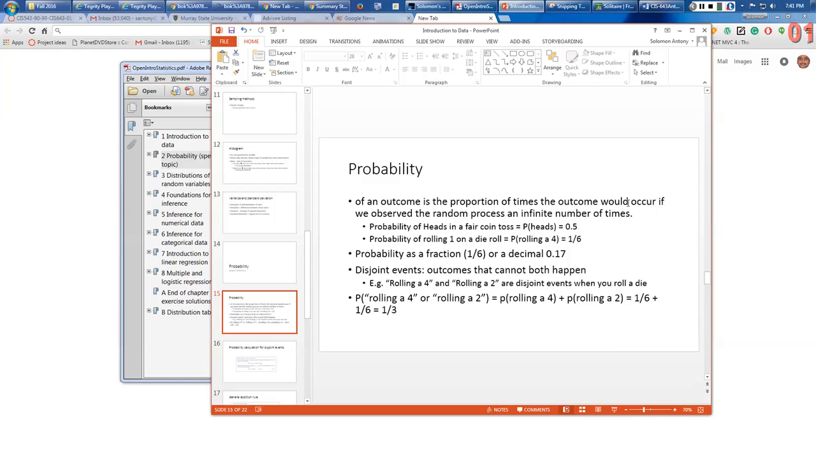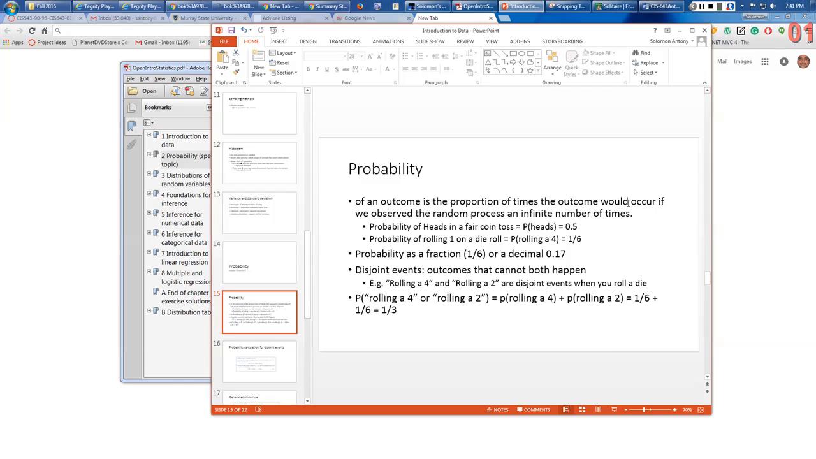So probability of getting heads in a fair coin toss would be, in the long run, 0.5. If you toss a coin 100 times, the number of heads you get may not be 50. It may approximately be 50, but if you do it many times over, then the probability will converge towards 0.5.